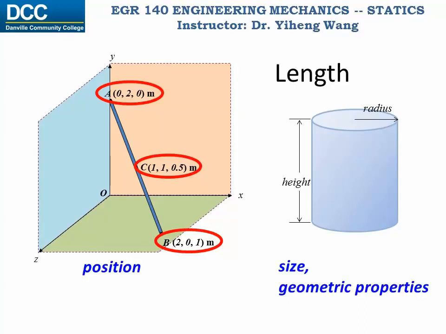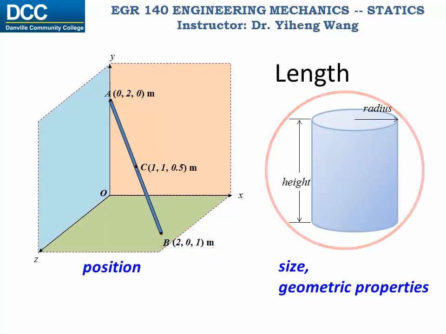The coordinates are the 3 lengths measured from the origin along the x, y, and z direction respectively in the established rectangular coordinate system. The figure on the right demonstrates that the length can be used to describe the dimension and the geometric property of an object, which we should be very familiar with already.